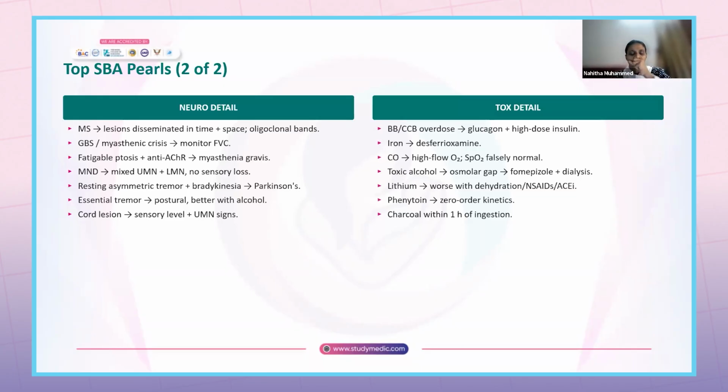Then beta blocker and calcium channel blocker overdose, glucagon. Iron poisoning, desferrioxamine. Carbon monoxide poisoning, high flow oxygen. Toxic alcohol, that is methanol poisoning and ethylene glycol poisoning, fomepizole plus dialysis. Lithium toxicity is worse with NSAIDs and ACE inhibitors. Phenytoin follows zero order kinetics. Activated charcoal, if we are giving, we have to give it in the first 1 hour.